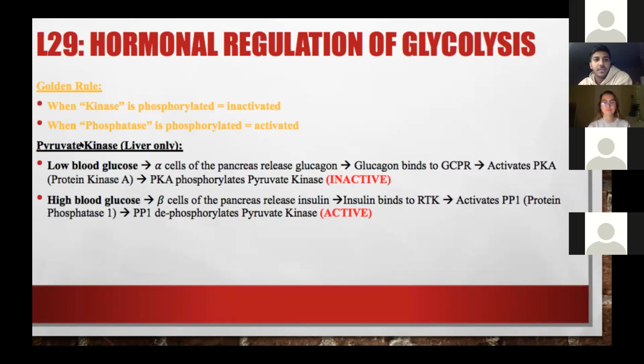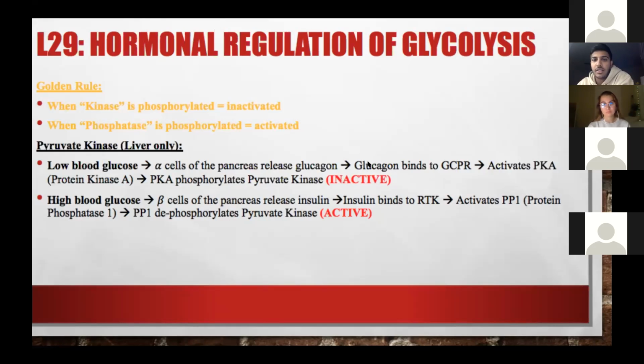So if you have pyruvate kinase, this is that last enzyme in glycolysis. If you have low blood glucose, it's obviously going to lead to the stimulation of the release of glucagon. Glucagon is going to bind to its GPCR receptor. And the thing is, you don't have to know the whole pathway again for that kind of stuff.